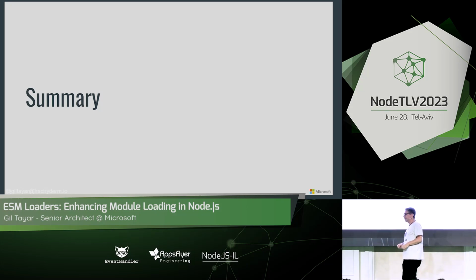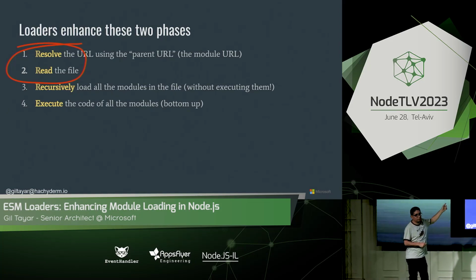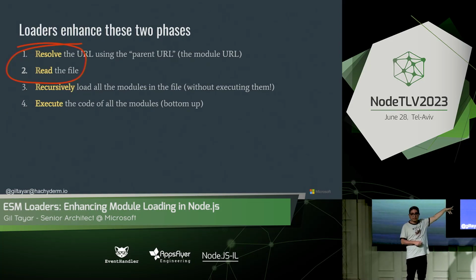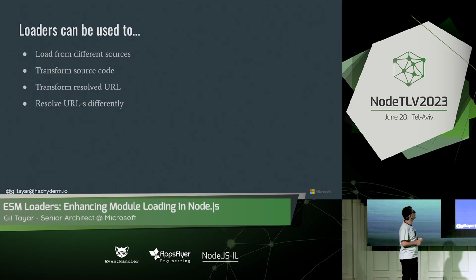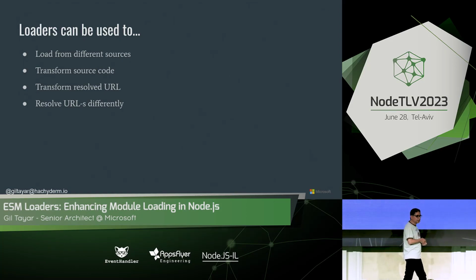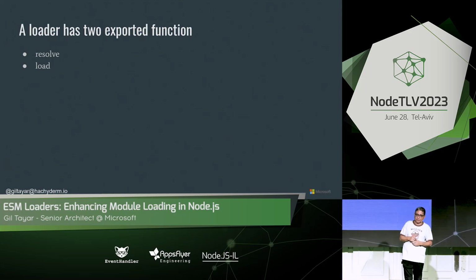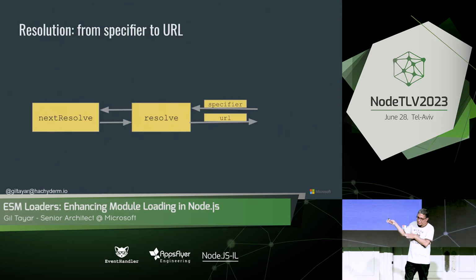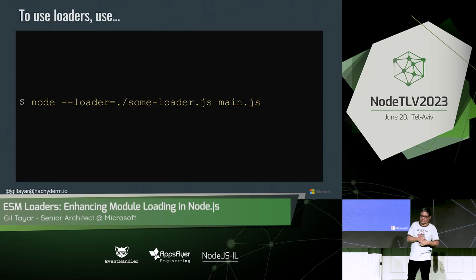And I did it. Okay, summary, slowly. Loaders enhance these two phases, the resolution phase and the reading phase. Loaders can be used to load from different sources, to transform source code, to resolve URLs differently, whatever you want. A loader has two exported functions, resolve and load. The resolution phase gets the specifier and spits out a URL, and the load phase gets a URL and spits out the source code. That is what it is.